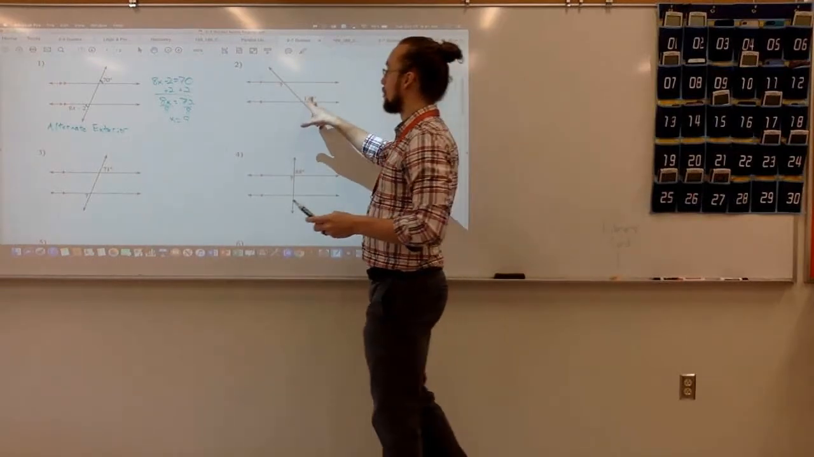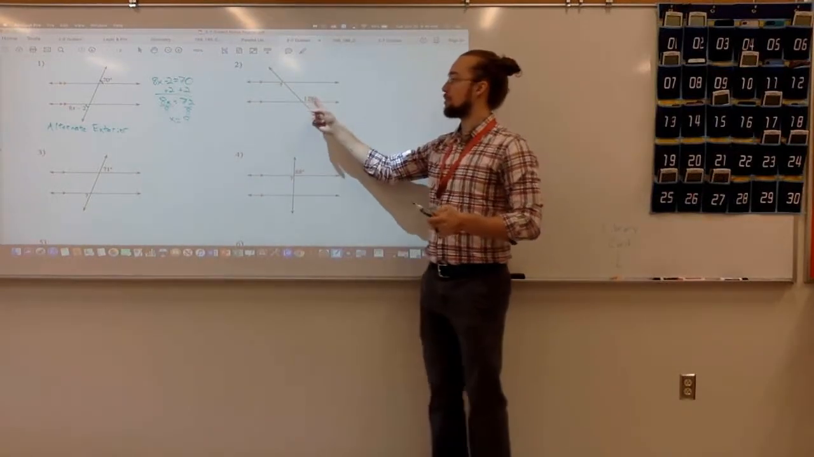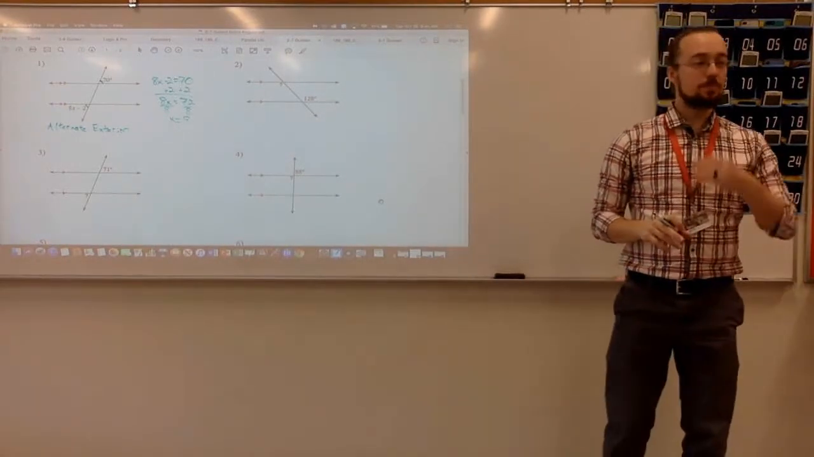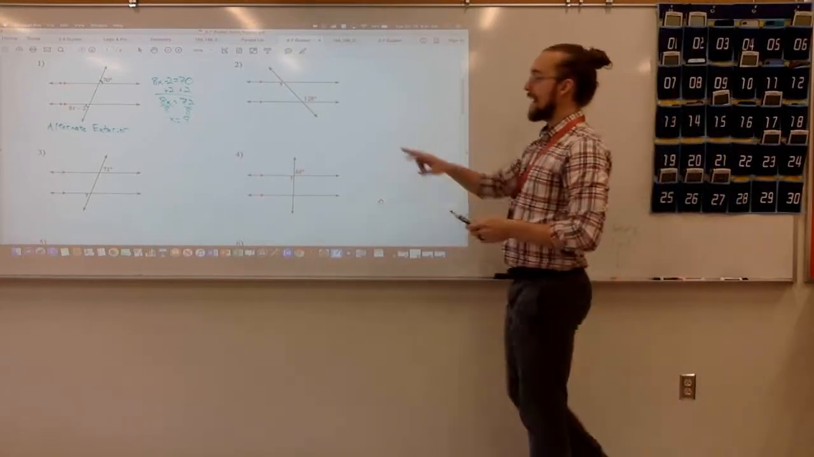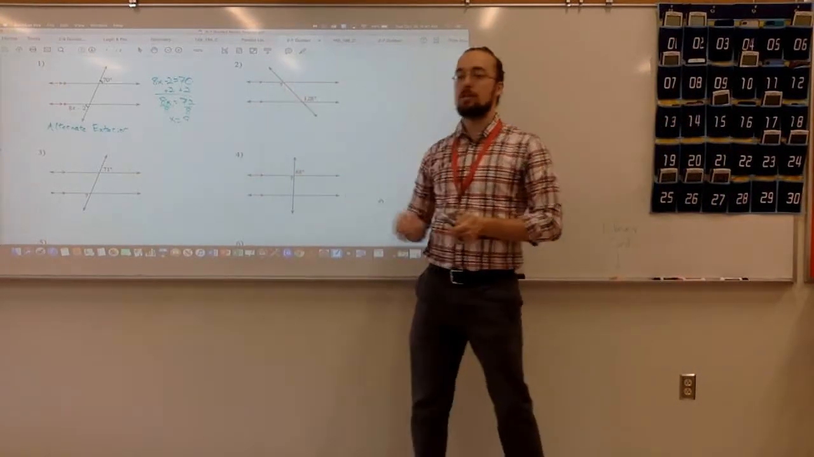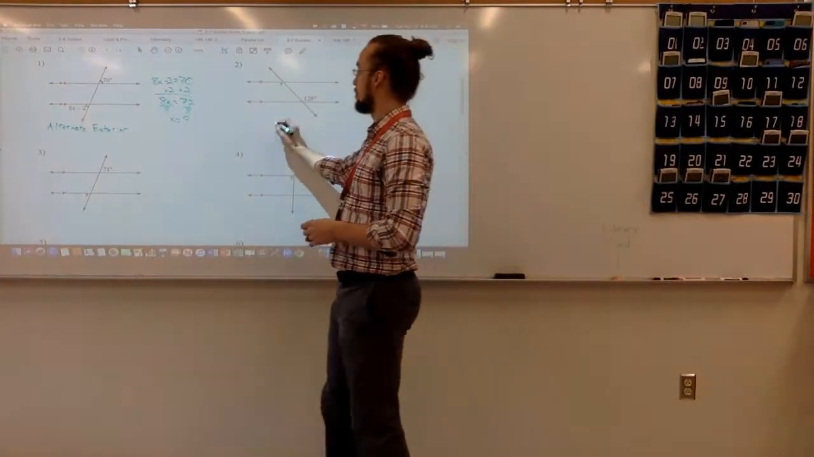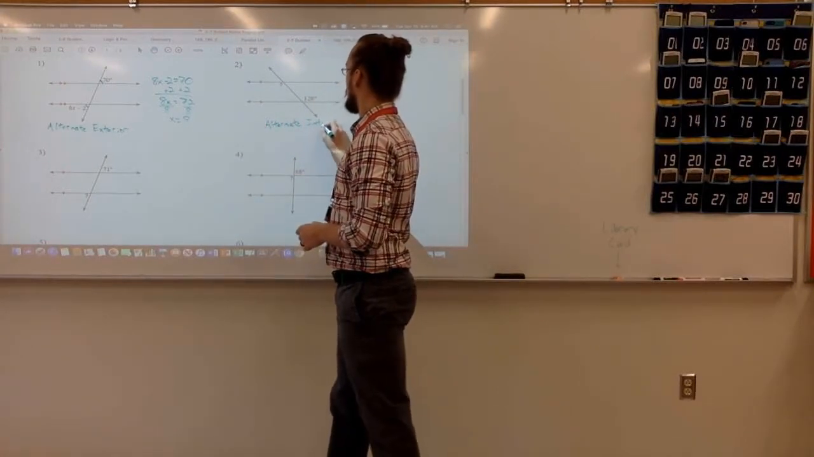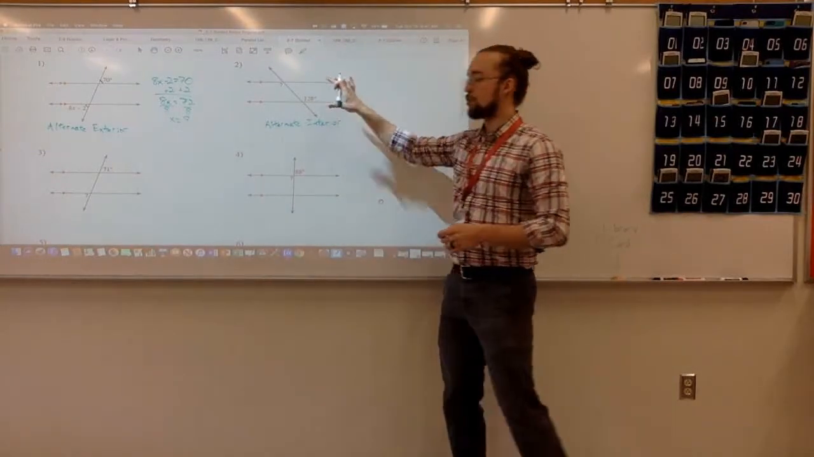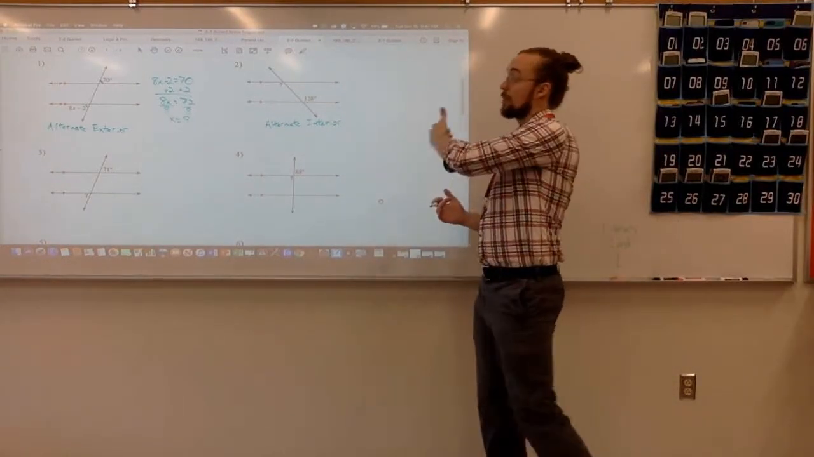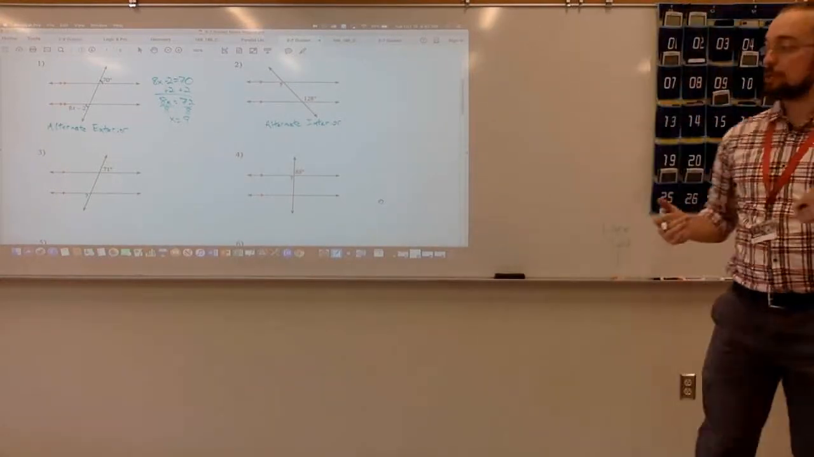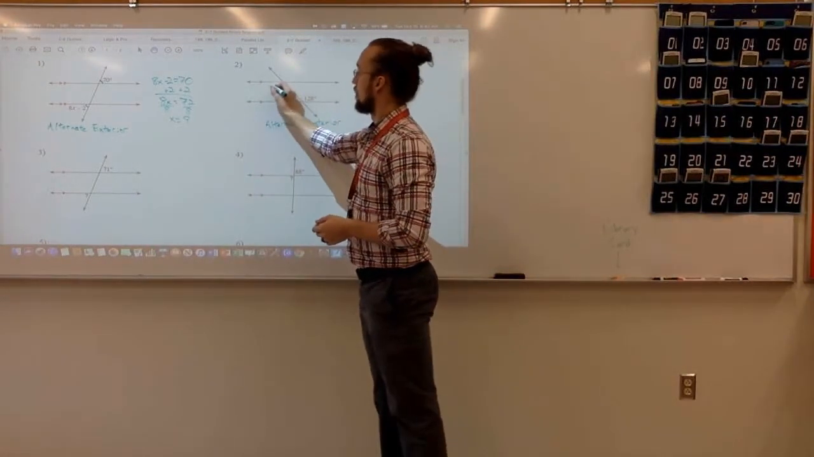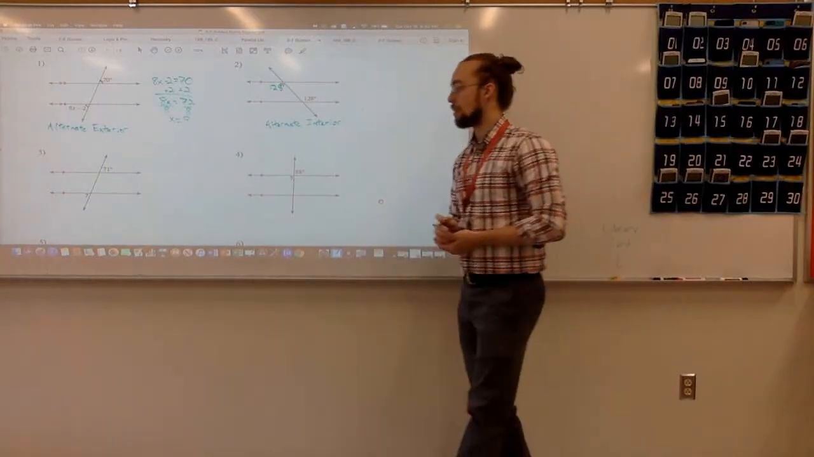If I look at number 2, first of all, what's the name of the relationship between the 128 and the question mark? Alternate interior. They're on opposite sides of the transversal, and they're both on the inside of my two parallel lines. So what's the relationship between those two angles? Are they equal to each other, or do they add to 180? Equal to each other. So if this one's 128, this one would be 128.